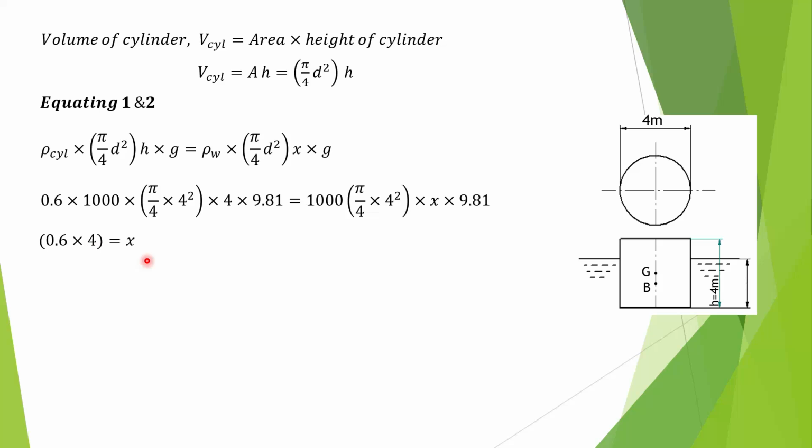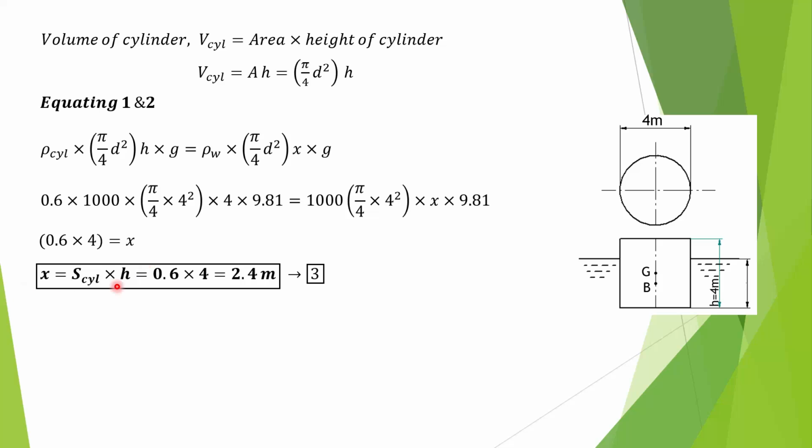Now whenever the height of the cylinder and specific gravity are given, you can directly calculate the x value using this expression, that is specific gravity of the cylinder multiplied by height. So x is 2.4. Next, we have to find the metacentric height. GM is equal to I by V minus BG.